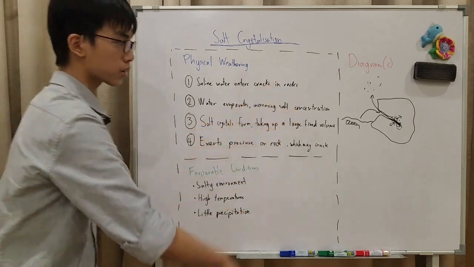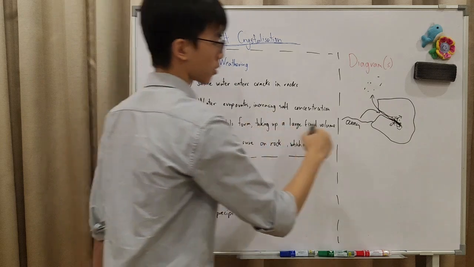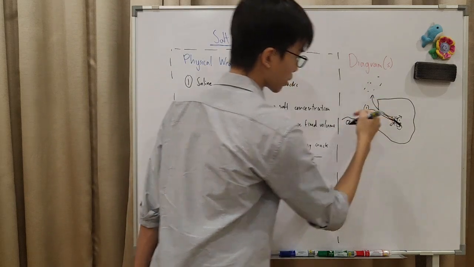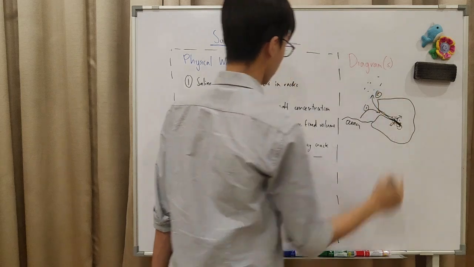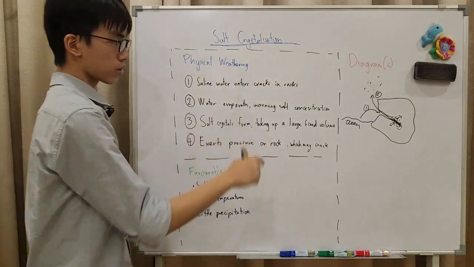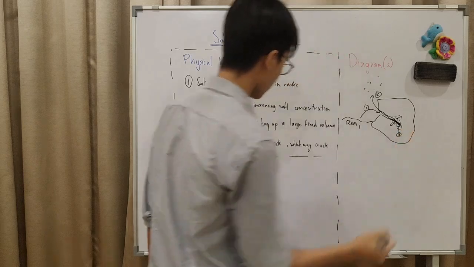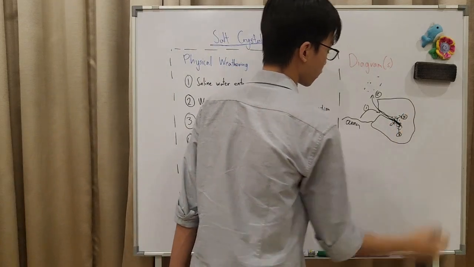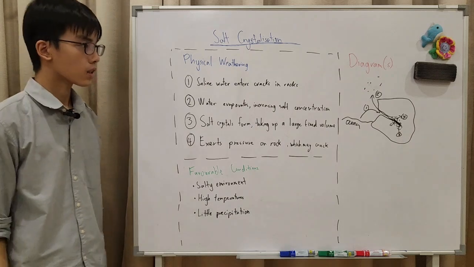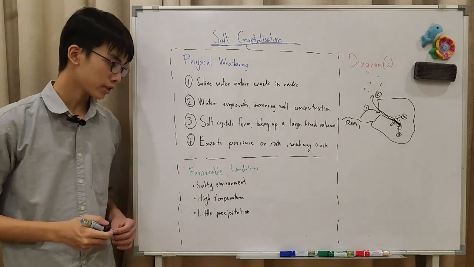You can put the numbers on it. So the water enters the cracks in the rocks. You can draw this arrow as 1. The water evaporates, draw this arrow as 2. The salt crystals form, you can draw this as 3. And then it exerts pressure, you can draw the arrows as 4. So that's it. And now we'll move on to favorable conditions.